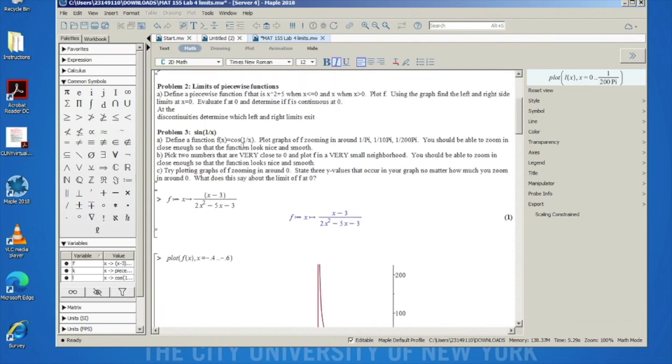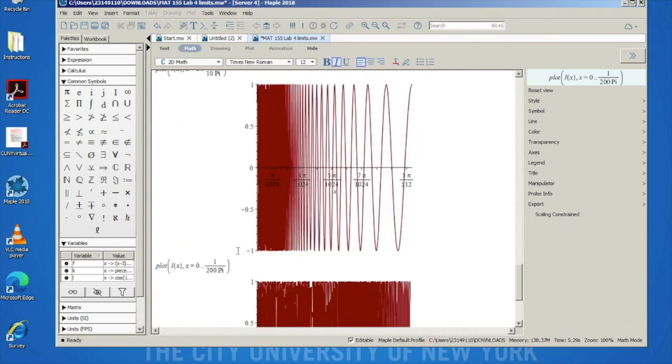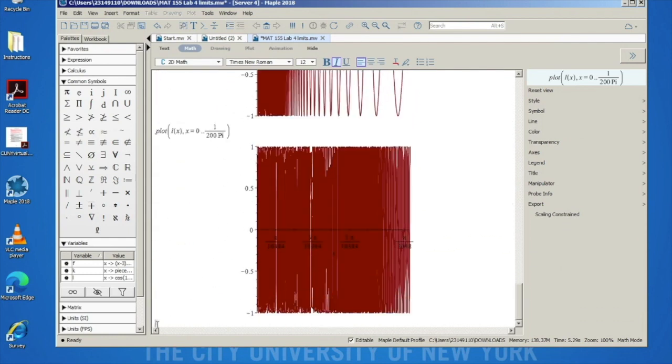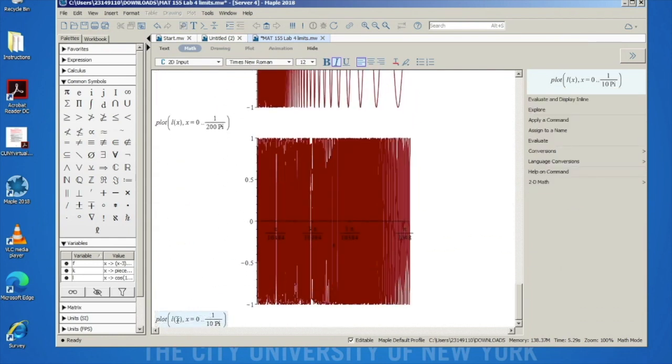Now, the next part of the problem is to pick two numbers that are very close to 0 and then plot f in a very small neighborhood. You should be able to zoom in close enough so that the function looks nice and smooth. So let me take that same function that I have named L, and let's zoom in around 0.